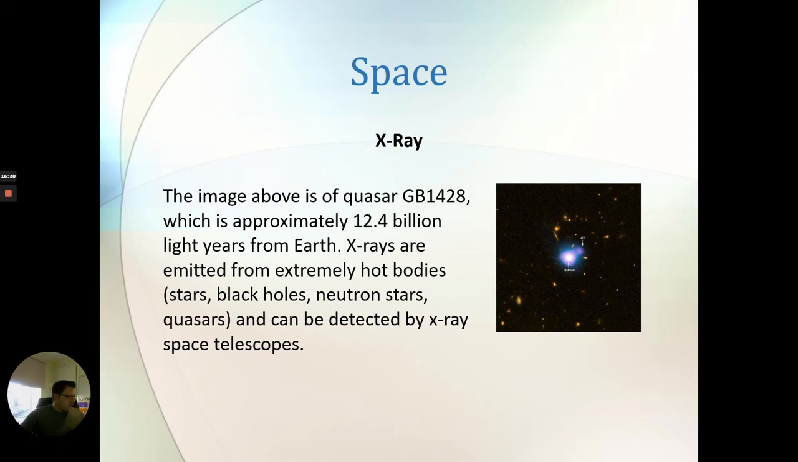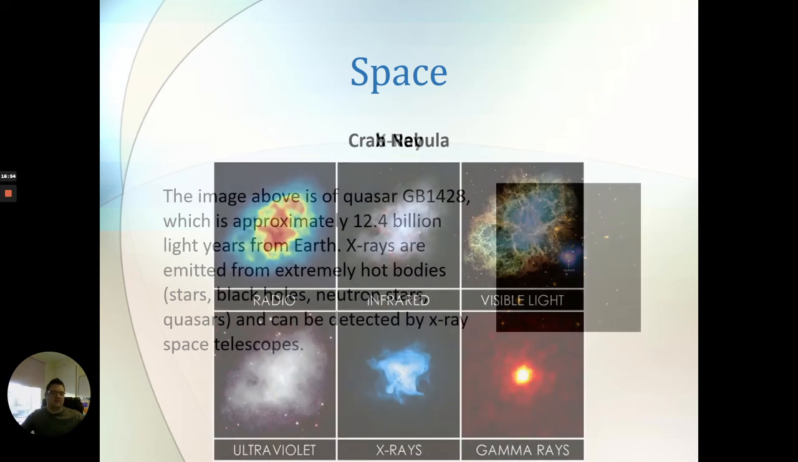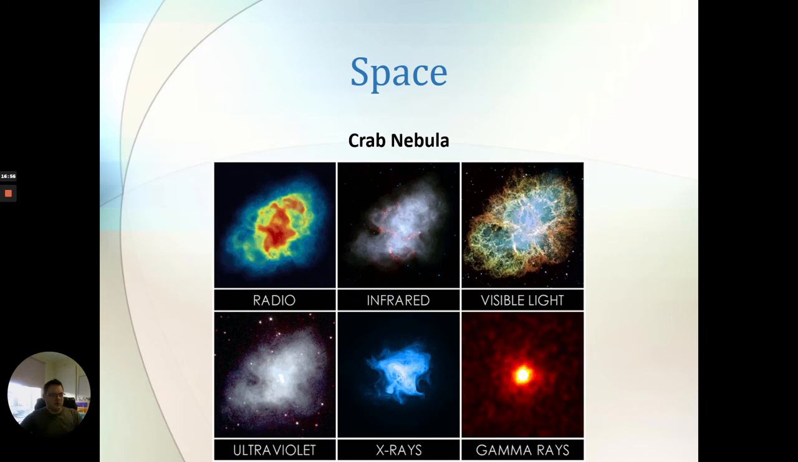We can use X-rays to learn about extremely hot objects, which could be stars, it could be black holes, it could be things called neutron stars or quasars, which sounds really cool, but you don't need to know about, so don't worry. And just to give you an idea, here is the Crab Nebula as viewed using 6 different types of light. So you can see all the different things that we can learn about it. I think it's brilliant.